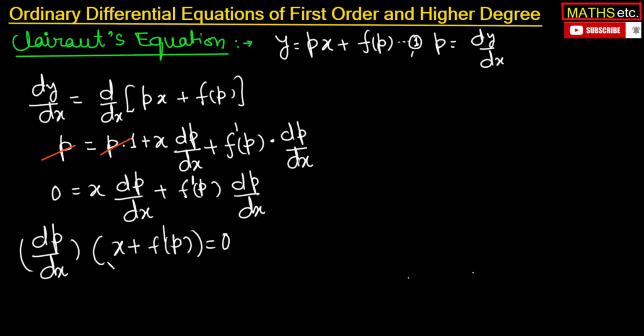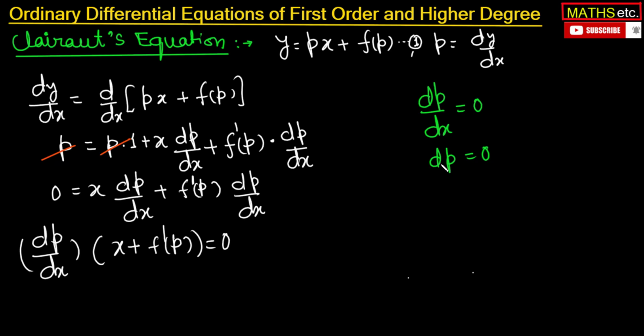So this equation has two factors. One is dp by dx and another one is x plus f dash p, right? And we already know that the factor that involves dp by dx, if we equate it to 0, okay, we get a general solution using this factor. So taking dp by dx, here you have dp over dx equals 0. This is simply a separable equation, a first order, first degree ordinary differential equation of separable form. And solving this equation, we can rewrite it as dp equals 0, right?